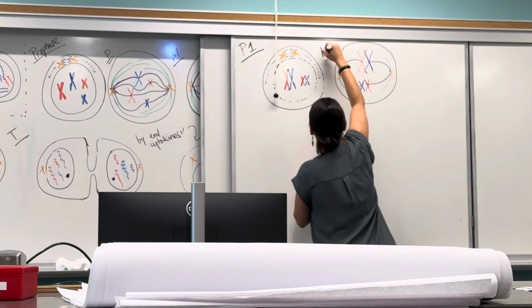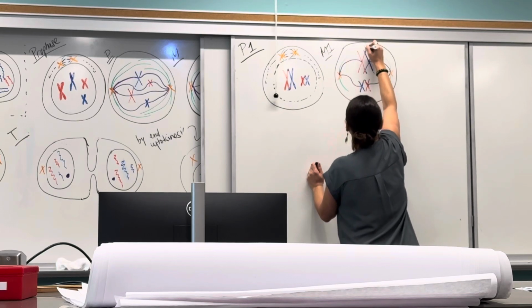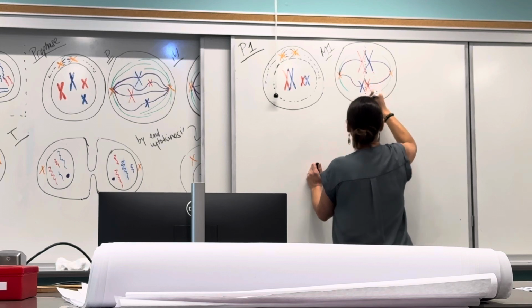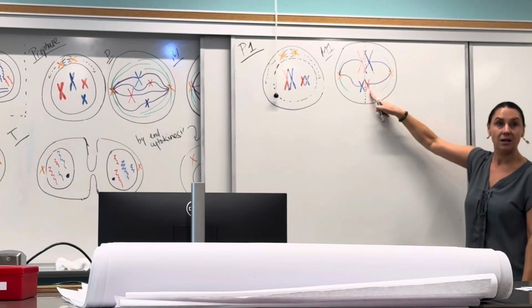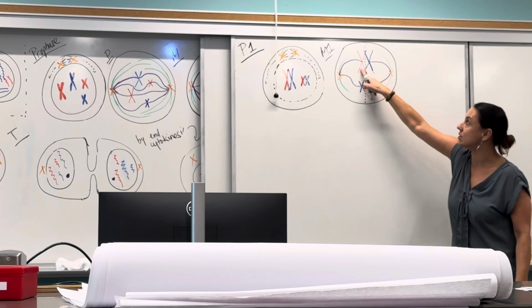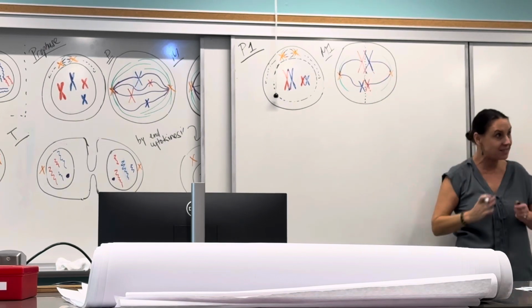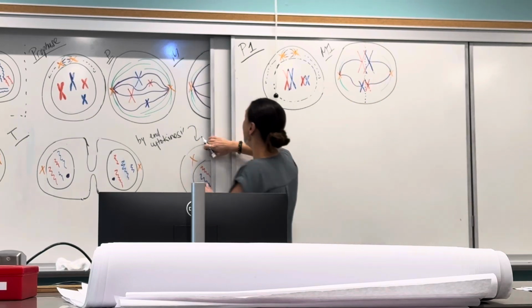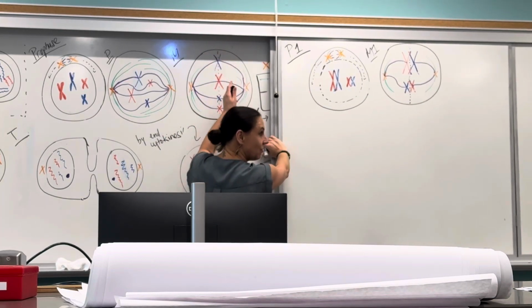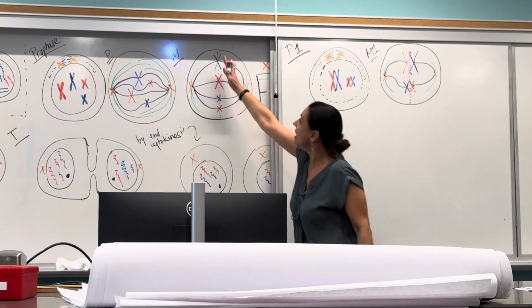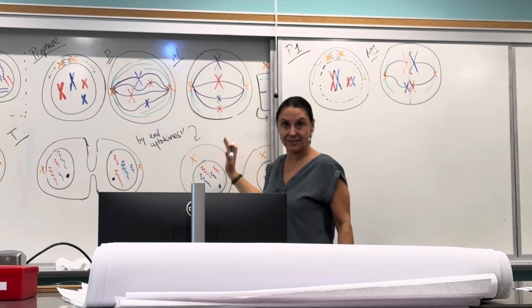This is metaphase 1, where who is aligned at the cell equator? Are sister chromatids aligned at the cell equator? These are sister chromatids. These are sister chromatids. Are they in the center? No, right? Because this right here from metaphase of mitosis, this is sister chromatids aligned at the cell equator.